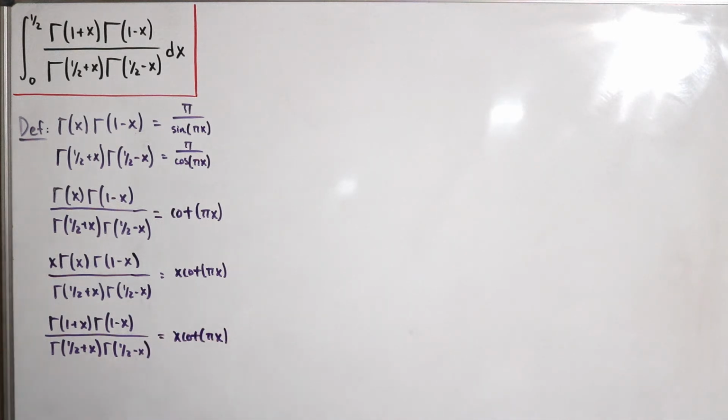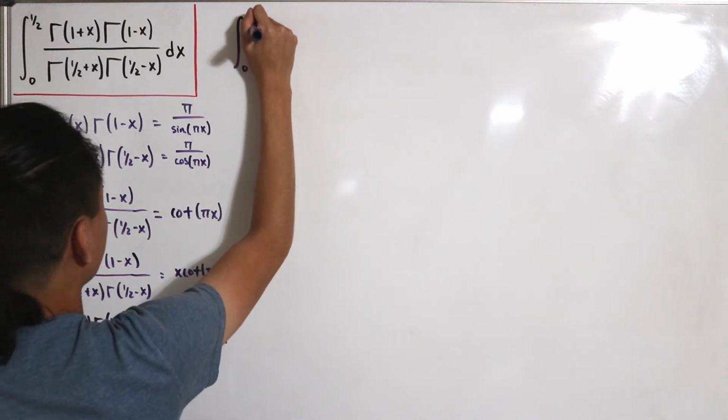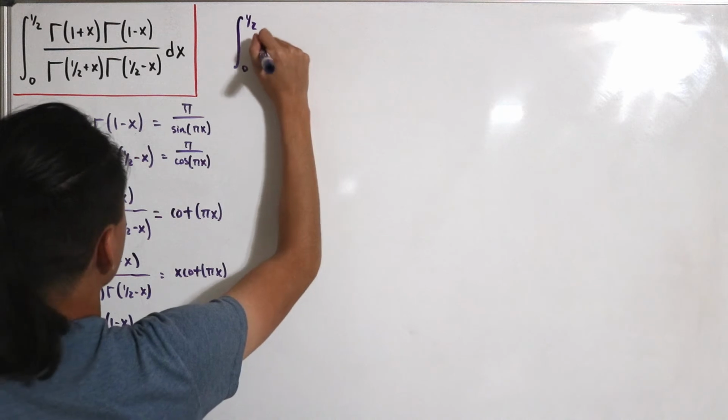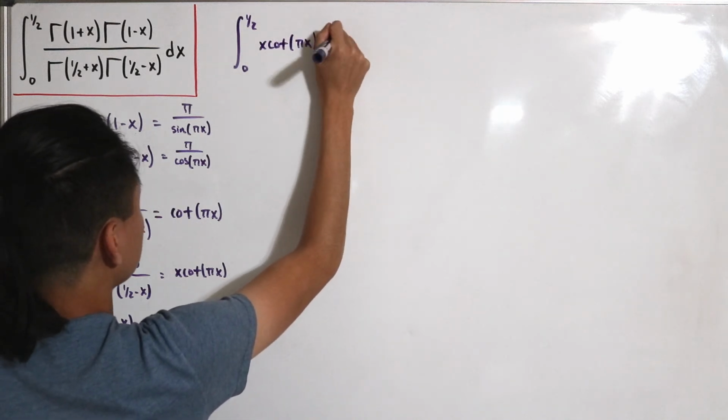But look, this is exactly our integrand right here. So I can replace this integrand with the new integrand, which is now x times cotangent of pi x. Really the bounds stay the same, we haven't done much. So the integral is x times cotangent of pi x dx.